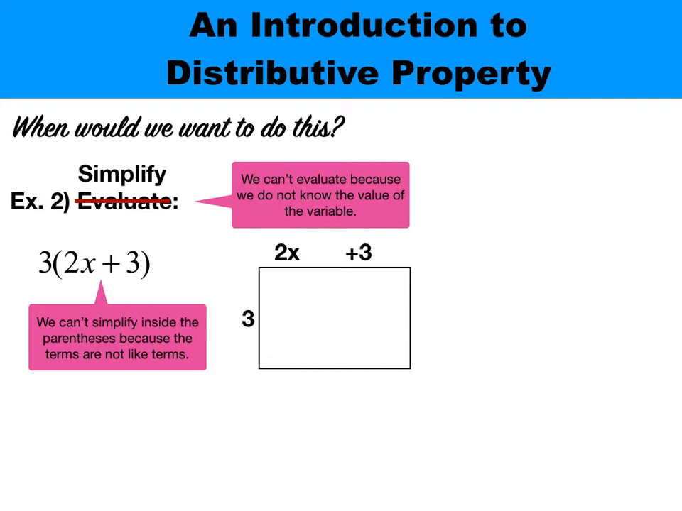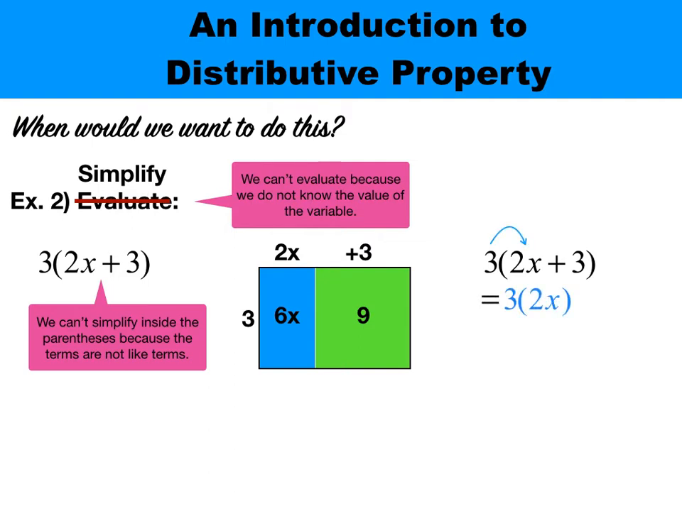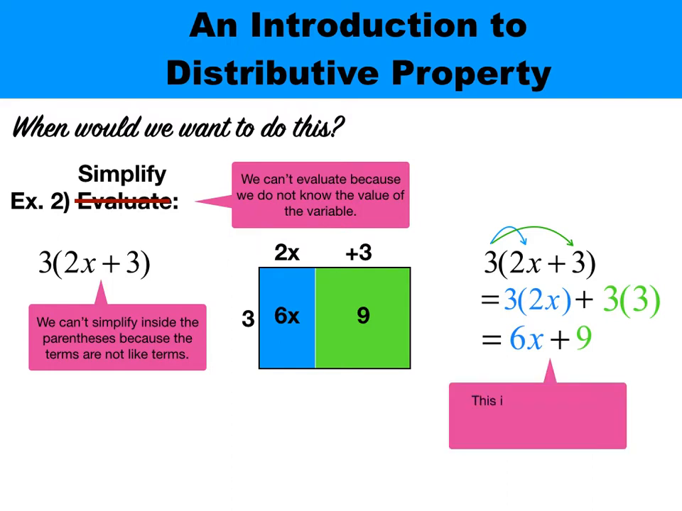One side is going to be 3. The other side is going to be 2x plus 3. Split it into 2 rectangles, blue and green, and we get 6x for the area of the blue and 9 for the area of the green. So if we look at this algebraically, what we did to get the area of the blue was 3 times 2x. What we did to get the area of the green as well was 3 times 3. That gave us the 6x plus 9. I can't actually combine those terms together because they're not like terms, so that is the most simplified version of this expression. Just a reminder that at any point you can pause this video to copy down a slide into your notes.